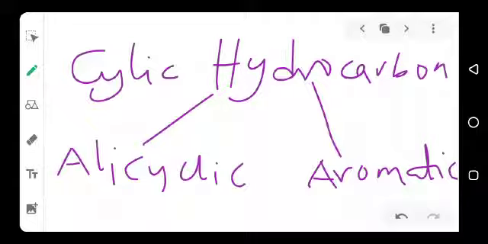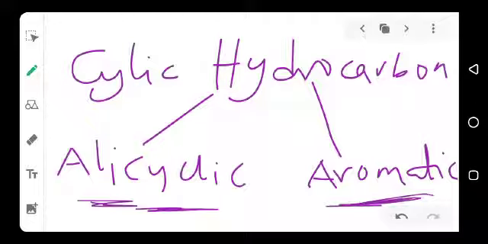The cyclic hydrocarbon again is divided into two groups. We have alicyclic hydrocarbon and we have aromatic hydrocarbon. Alicyclic hydrocarbon and aromatic hydrocarbon. These are the two groups of cyclic hydrocarbons that we have. Which one is alicyclic hydrocarbon and which one is aromatic hydrocarbon? How do we know them?